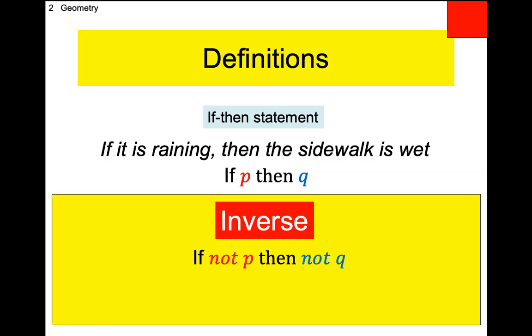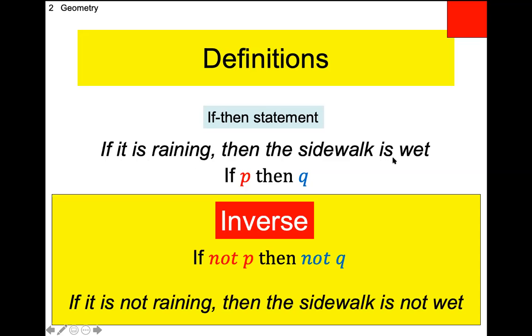So the inverse of any statement, you take the original if part and make it a negation, and then you take the Q part and make it a negation. So what would that look like? If we negated "if it is raining," how do we make that a negation? We would say, if it's not raining, then the sidewalk is not wet. Okay? And that's literally how you make an inverse.